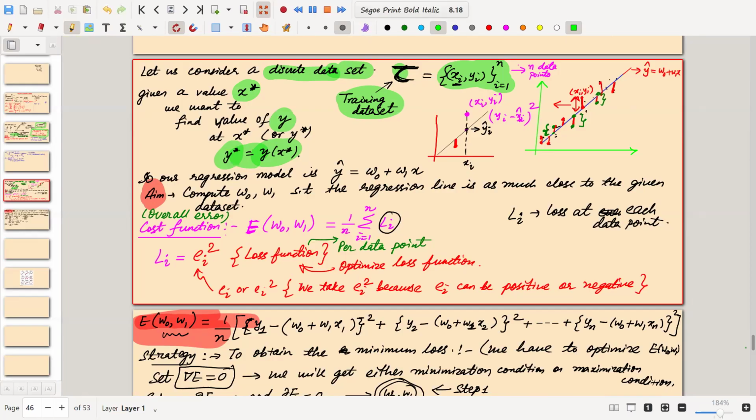Later we will see that there is no reason to take this regression line as the starting point. Because the data is spread linearly, we think that we can fit a linear regression line, a straight line. This is the motivation that we can approximate the regression line by W0 plus W1x.